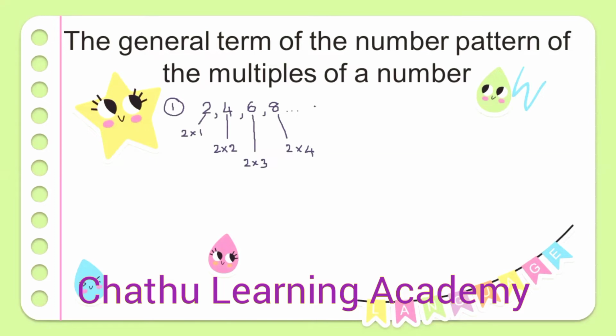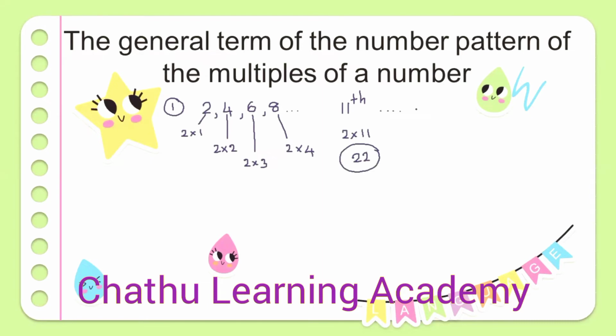Then tell me, if we want to obtain the value of the 11th term, how can we obtain it? This term should be multiplied by 2. 2 into 11. Here the value should be 22.